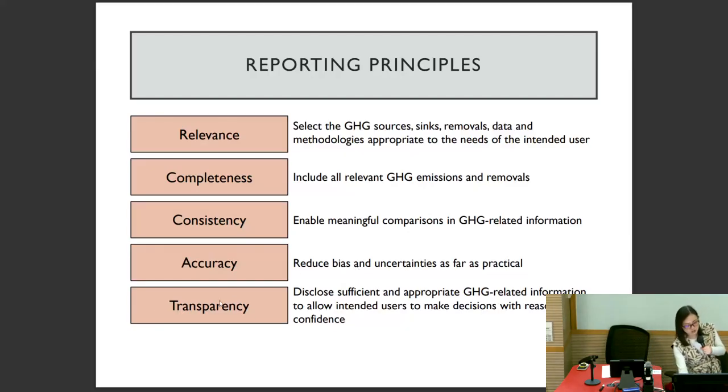And finally, transparency. So disclose sufficient and appropriate greenhouse gas related information to allow intended users to make decisions with reasonable confidence. So it is to provide all the data and the assumptions and maybe the assessment method to the audience so that they can understand your calculations. Okay, transparency. So don't hide any data and make everything available to the audience.